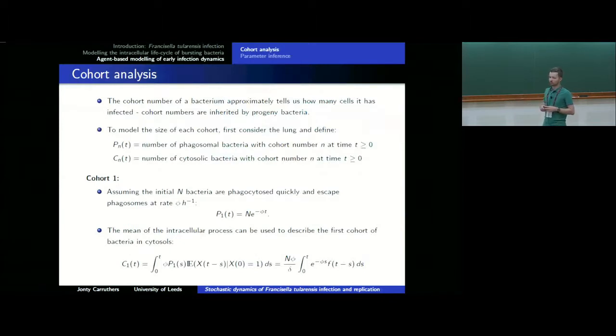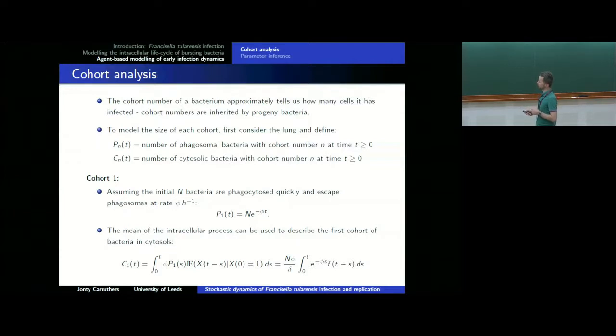If we want to model the populations of bacteria in these organs, we're going to use this idea of the cohort analysis. I've mentioned what the cohort number is. So then we can define these variables here. We're going to let Pn be the number of phagosomal bacteria with cohort number n. And similarly, Cn is the number of cytosolic bacteria with cohort number n. And now we can just work through the cohorts. Cohort one is really that initial dose of bacteria that are in the cells. Cohort two would be the bacteria that have gotten in cells, have ruptured from those cells, and then have infected more cells. And then you can just carry on like that.